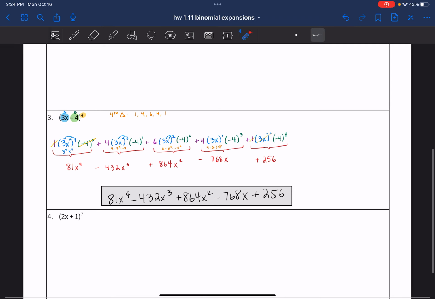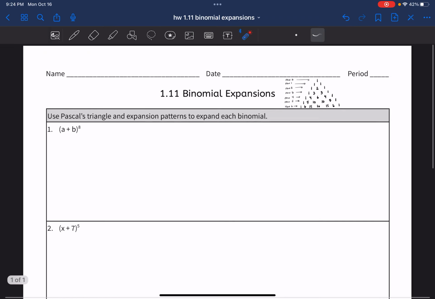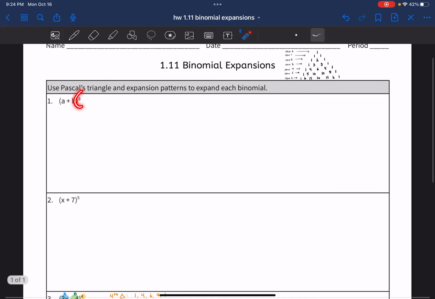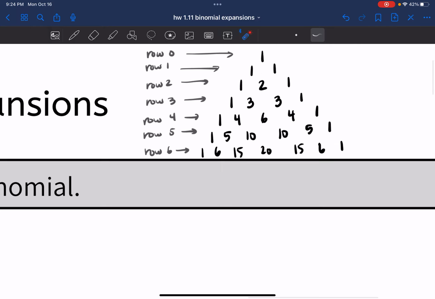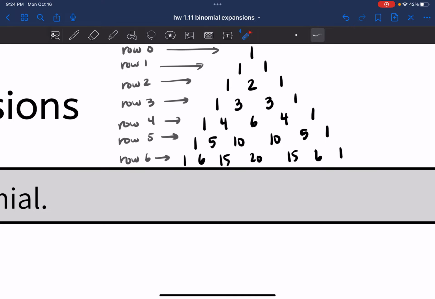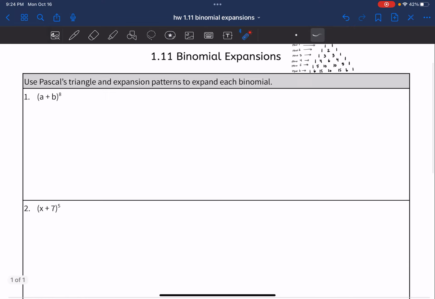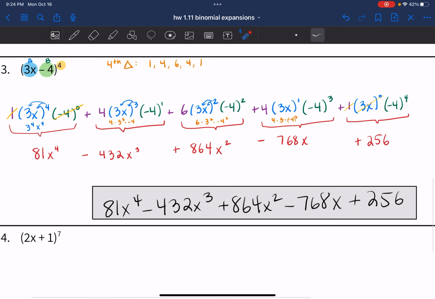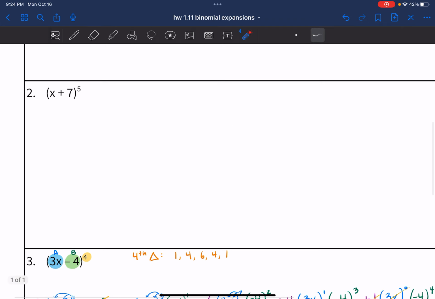But now I want you guys to try the other 3 problems. Looking at it, it goes up to the 8th power, so you are going to need to get all the way up to row 8 here. But other than that, just follow your pattern and use your calculator. I believe it's number 2 that's going to have some pretty big numbers that are in the thousands because 7 to the 5th power is pretty big.